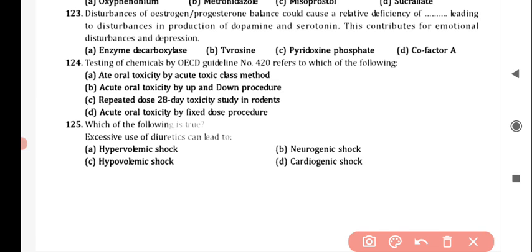Next question is, testing of chemicals by OECD guideline number 420 refers to which of the following? And the correct answer is option D, acute oral toxicity by fixed dose procedure. Next question is, which of the following is true? Excessive use of diuretics can lead to, and the correct answer is option C, hypovolemic shock.